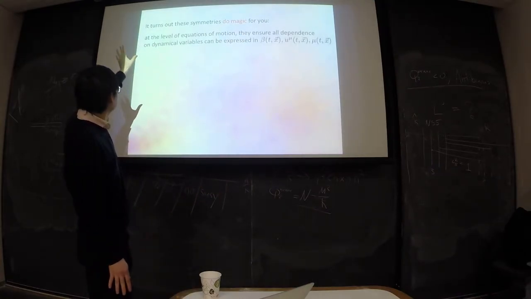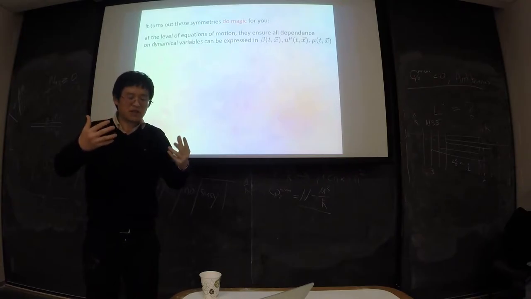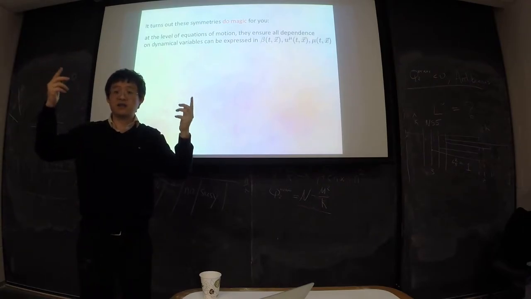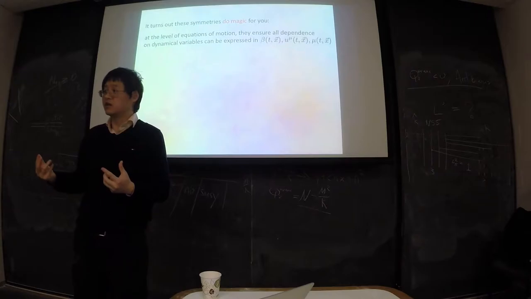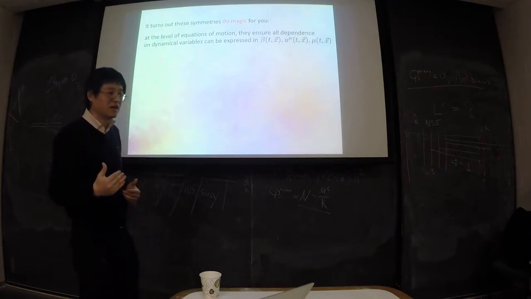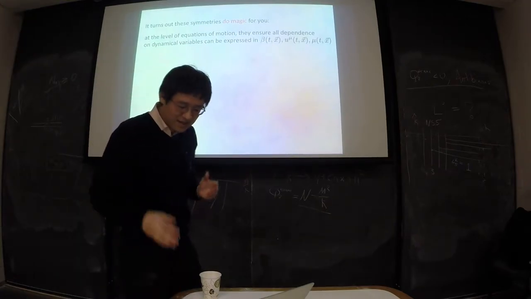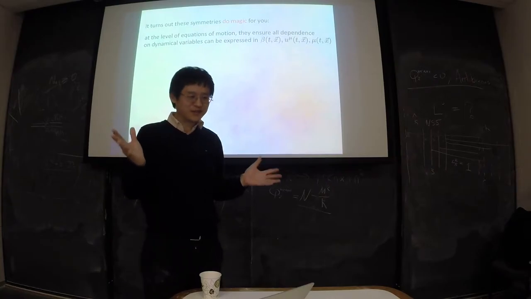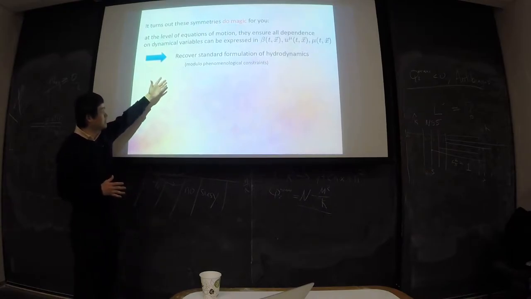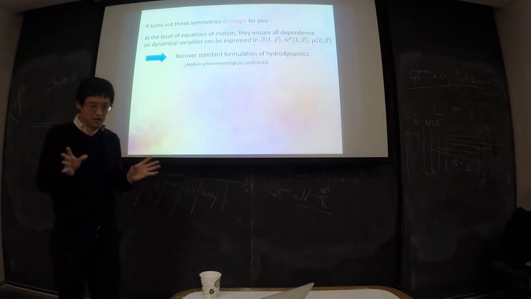Not just at the equation of motion level, to be consistent with the standard hydrodynamics, the equations of motion must be able to be written in terms of the original variables, not those x and phi variables. And that's a highly, highly non-trivial constraint. With those symmetries, it just precisely happens. That ensures that your equations of motion can be expressed in terms of standard variables. And that tells you that it really is the fluid. It is the fluid symmetry. Essentially that recovers the standard formulation of hydrodynamics modulo those phenomenological constraints, okay? We have not talked about those constraints, but this already recovers that.